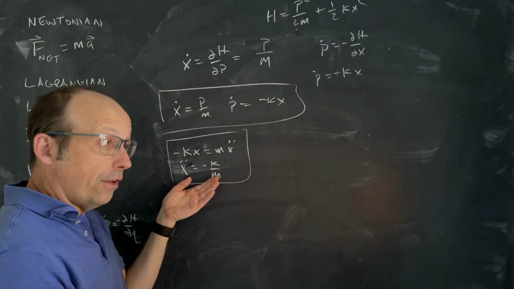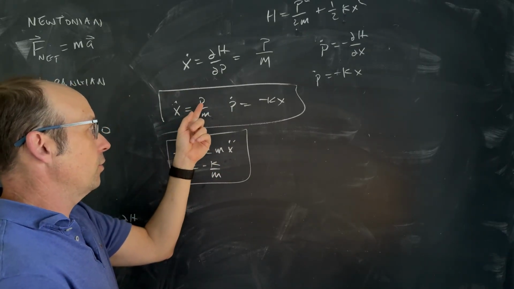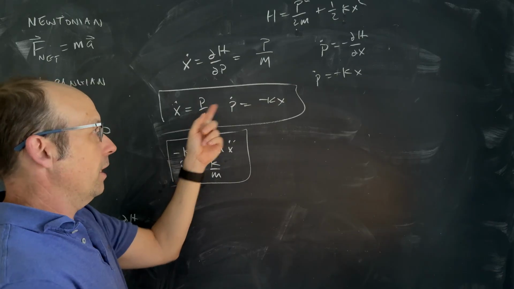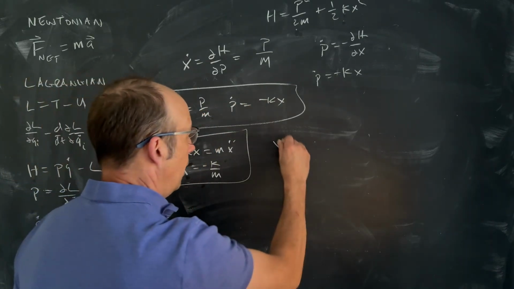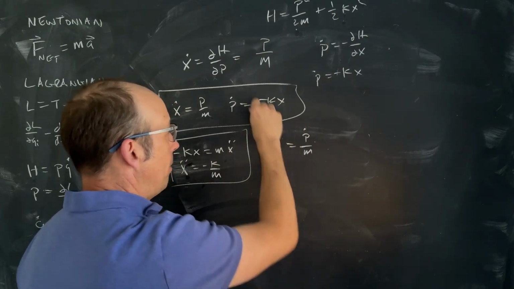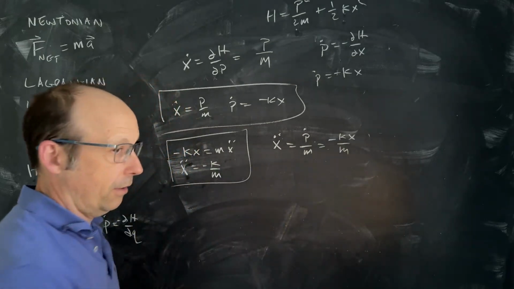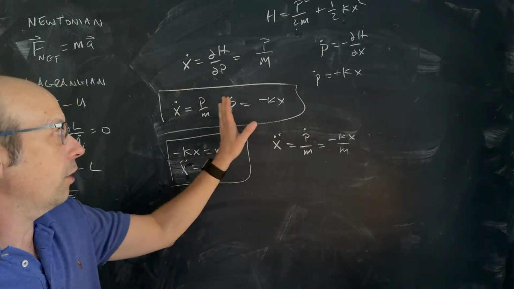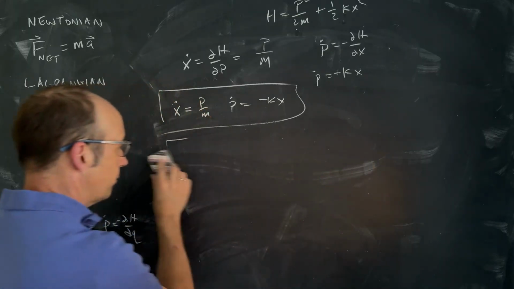You can solve this. You could easily show by taking the derivative of this that you get the same. Look, if I take the derivative of this, I get x. Let's do it. X double dot is p dot over m, but p dot is negative kx. And so you get the same thing. Okay. But I'm not going to do that. I want to solve it this way. I just wanted to show you that the solutions agree.